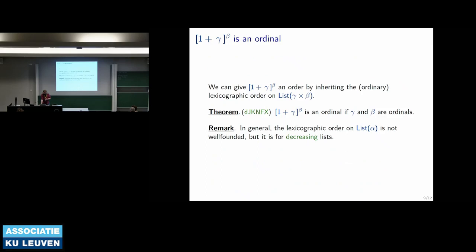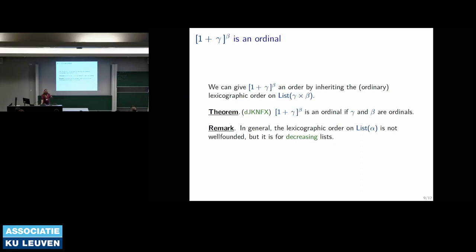So that's the idea. And then we can give this an order by ordering the lists lexicographically. And this time it's just ordinary forward lexicographic, not reverse. And then you can show that this is actually an ordinal if you started with ordinals, obviously, right? And just as a remark, if you don't insist on this decreasing in the second component, which means that it's decreasing overall, then you don't have a well-founded order. So if you just order lists lexicographically, that's not well-founded, right? But it is for decreasing lists.